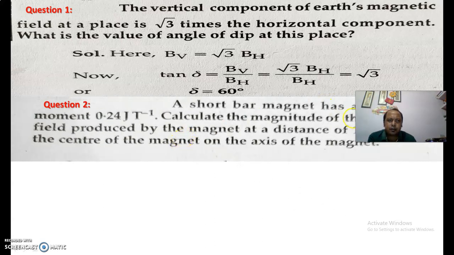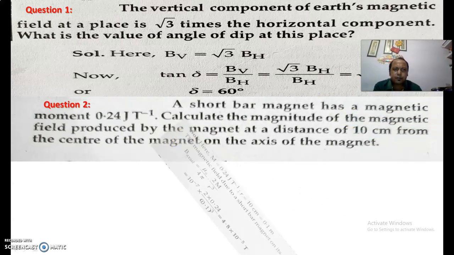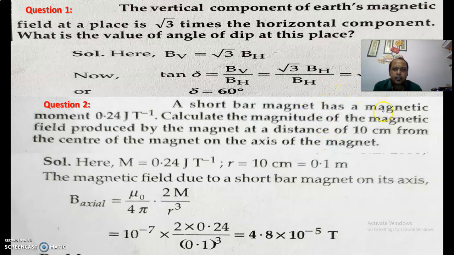Similarly, a short bar magnet of magnetic dipole moment is given. Calculate the magnitude of the magnetic field produced by the magnet at a distance. This is not included in your syllabus.